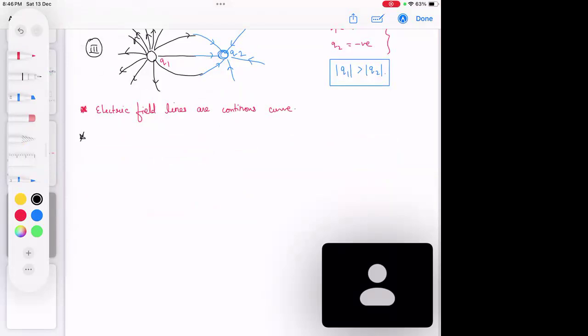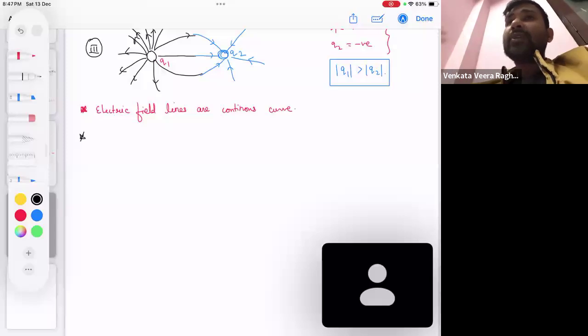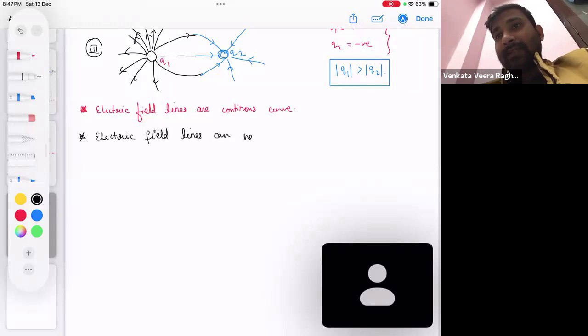No, no, no. Why not? Because if it intersects at a point, then at that point there are going to be two directions of field possible, na? So at a point in the space, we have a unique magnitude and direction of the field. So that's why electric field lines can never intersect. Okay. So electric field lines can never intersect. Okay.